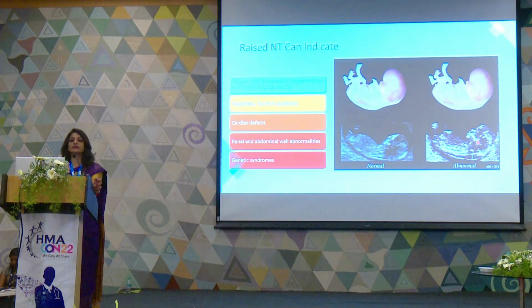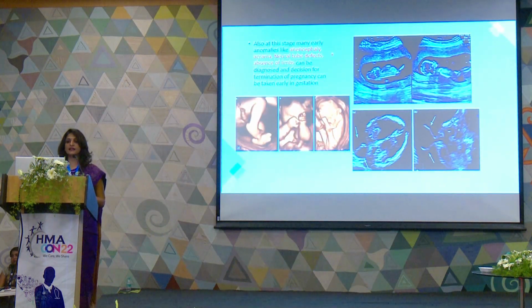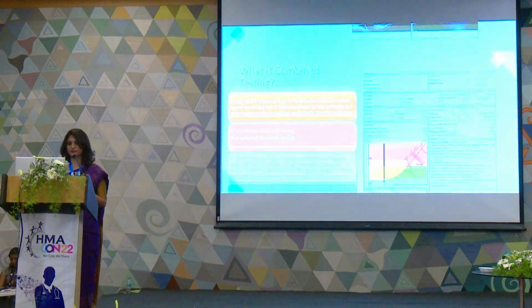Raised NT can indicate fetuses with chromosomal abnormalities like trisomy 21, 18, and 13, Turner syndrome, triploidies, cardiac defects, genetic syndromes, etc. At this stage, many major anomalies like anencephaly, here you can see, neural tube defects like this, encephalocele, or limb anomalies, absence of limbs, can be visualized.